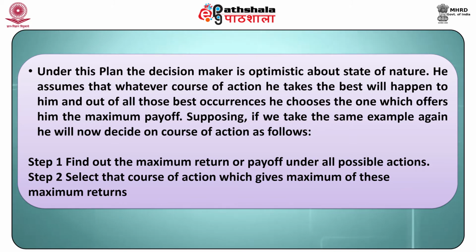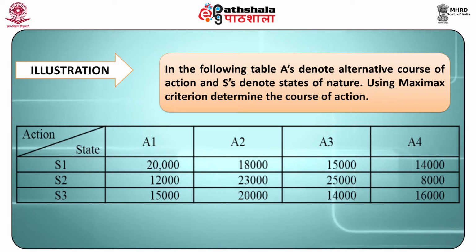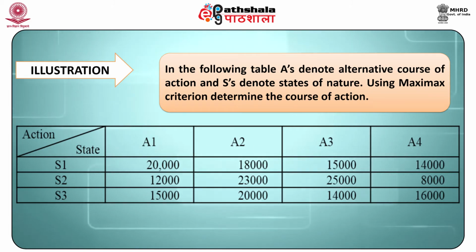Step 1. Find out the maximum return or payoff under all possible actions. Step 2. Select that course of action which gives the maximum of these maximum returns. Illustration: in the following table, A's denote alternative courses of action and S denotes states of nature. Using the Maximax criterion, determine the course of action.